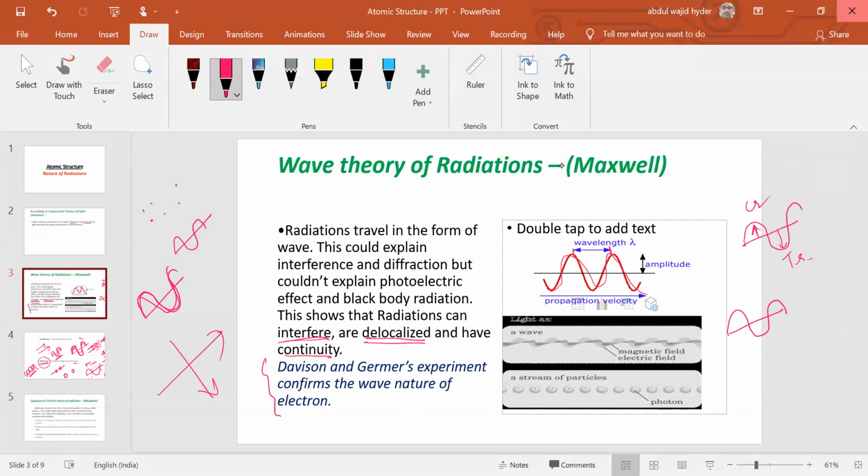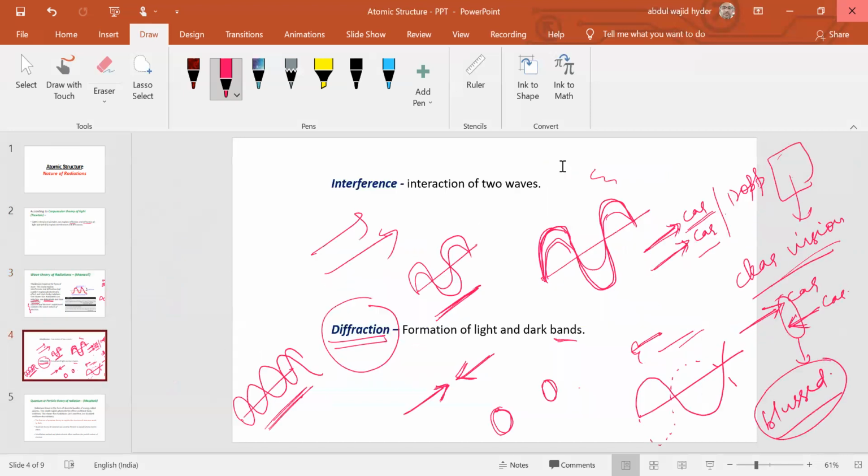This could explain interference and diffraction, but couldn't explain photoelectric effect and black body radiation. What photoelectric effect and black body radiations are, we'll discuss later. In coming topics, this shows that radiation can interfere, is delocalized, and has continuity. Davisson and Germer's experiment confirms the wave nature of electron. Here we explained interference and diffraction.